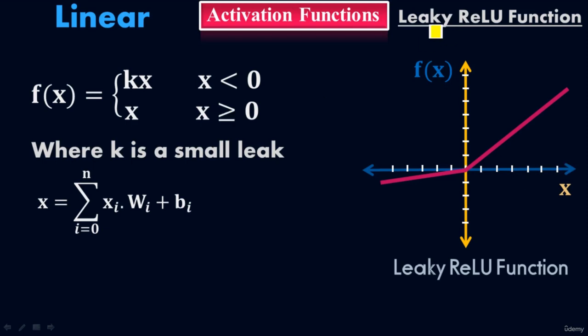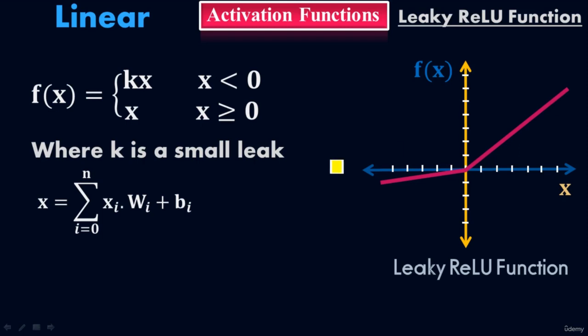When you compare the leaky ReLU activation function with the ReLU activation function, this is the difference. ReLU activation function only returns 0 when x is less than 0 on the negative side. But for the leaky ReLU, it is kx when x is less than 0, where k is a small leak. We can clearly see in the graph that there is a small leakage on the negative side, not on the positive side.